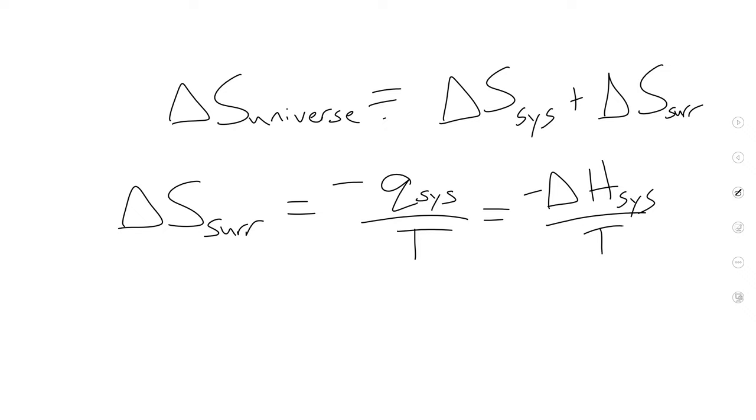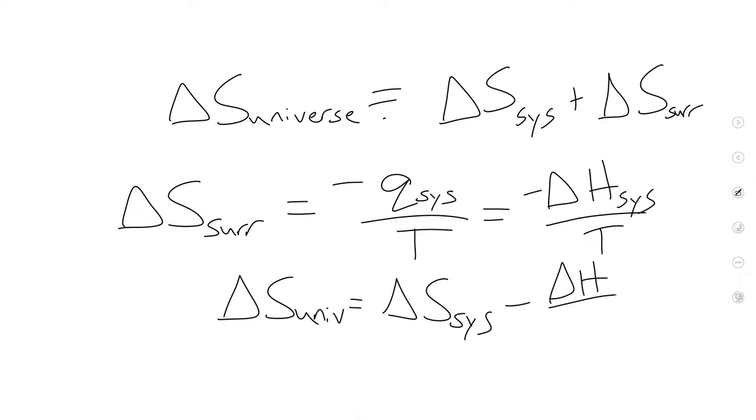If we plug this in there, then what we get is something that defines delta S of the universe in terms that are only based on the system. So in other words, only looking at things that our system can contribute to. This is starting to look like some familiar variables, right? This is where that delta G equation came from. The reason we use delta G as a way of estimating whether a reaction is spontaneous or not is because delta G really is just a way of looking at delta S for the entire universe.